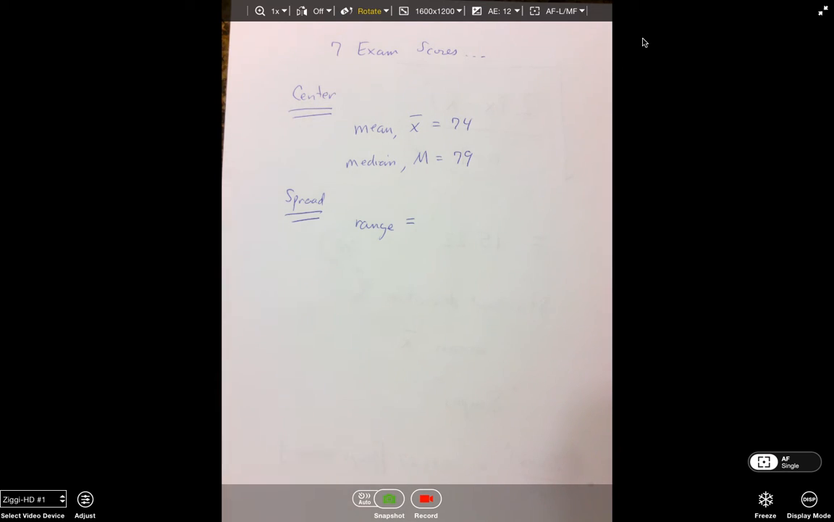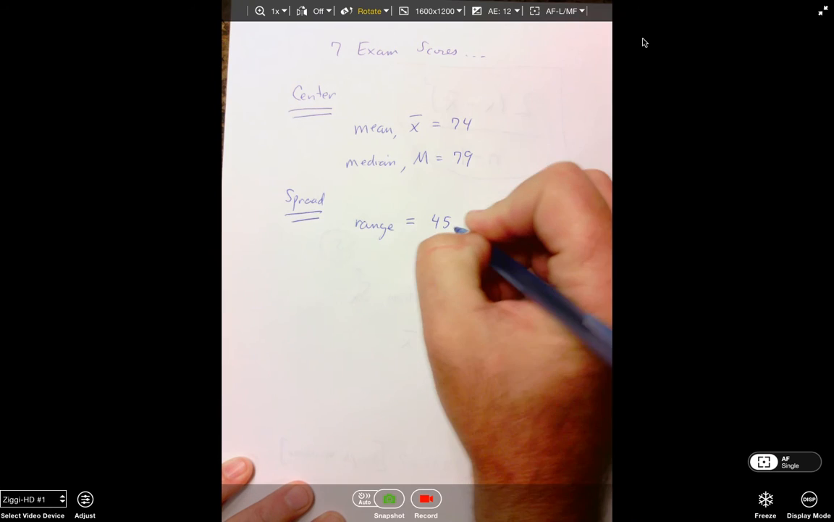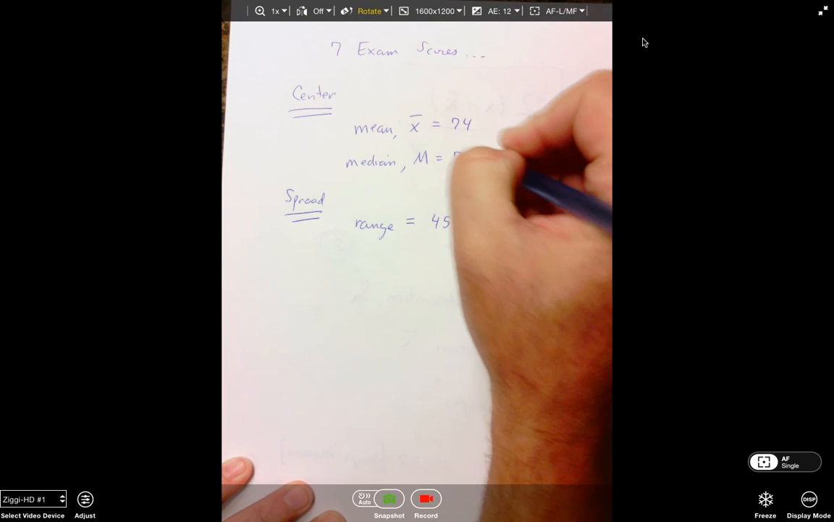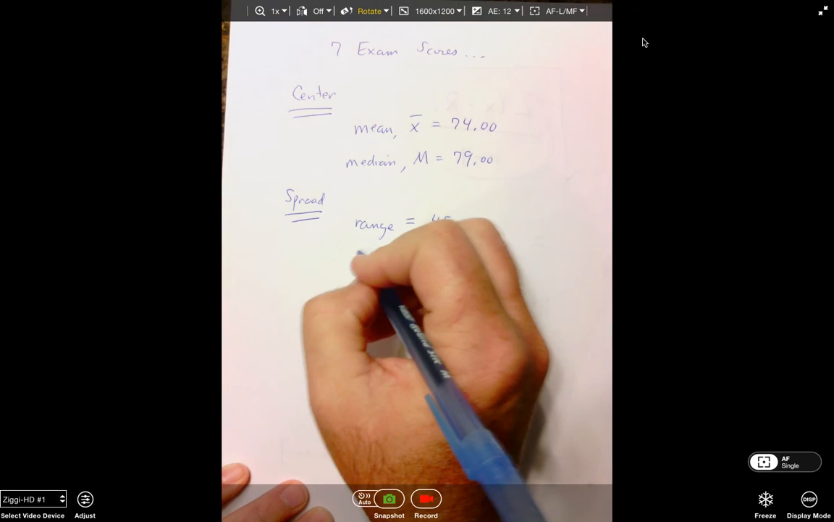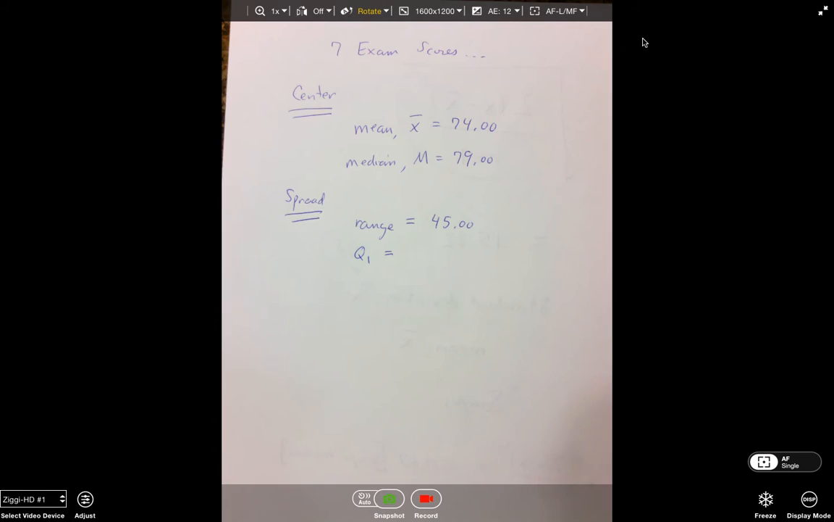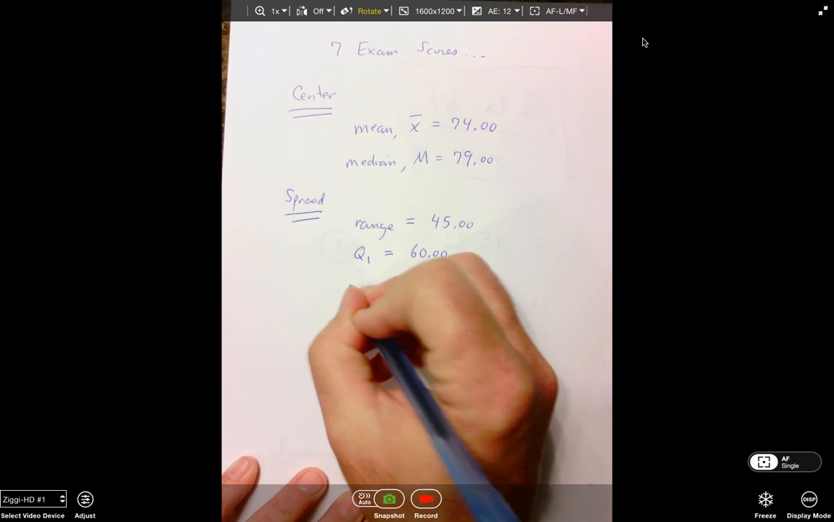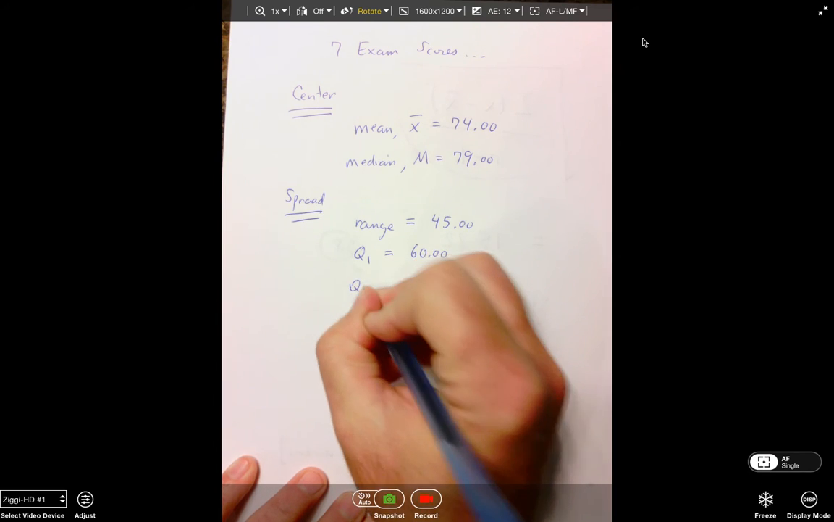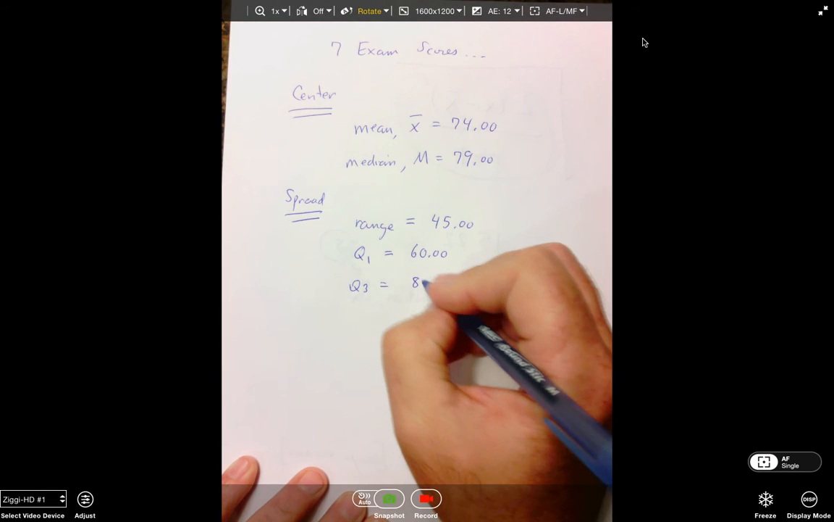guys, I've lost all my notes here. I need to keep better. 45. And let's just go ahead and be consistent here. We always want to round these things to 2 places. We found that Q1 was equal to 60. We found that Q3 was equal to 82.